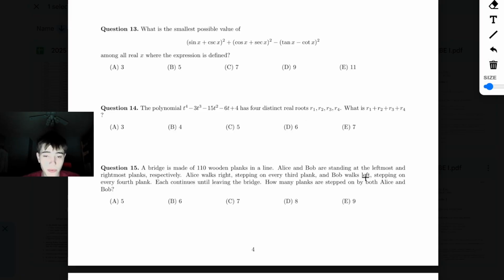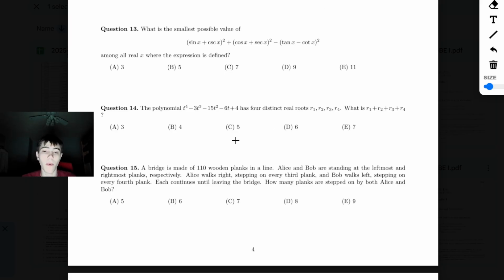Okay, question 15. A bridge is made of 110 wooden planks in a line. Alice and Bob are standing at the leftmost and rightmost planks respectively. Alice walks right, stepping on every third plank. Bob walks left, stepping on every fourth plank. Each continues until leaving the bridge. How many planks are stepped on by both Alice and Bob?